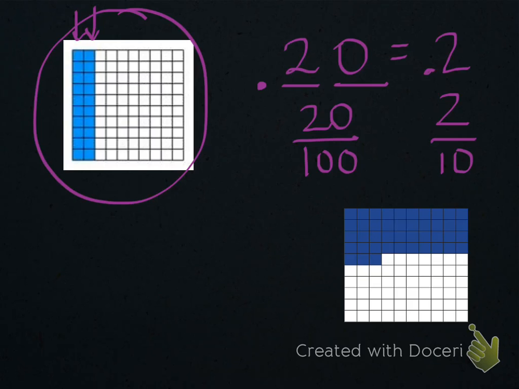Here's another example. Let's see how many are filled in. I see 4 rows of 10 filled in and 3 more. So that's 43 out of a total of 100. 43 hundredths. I remember my place values. These lines help me.